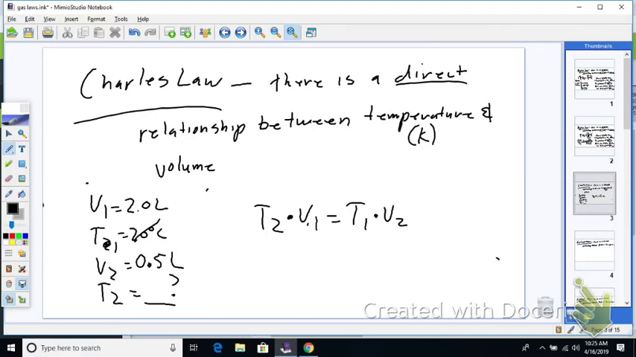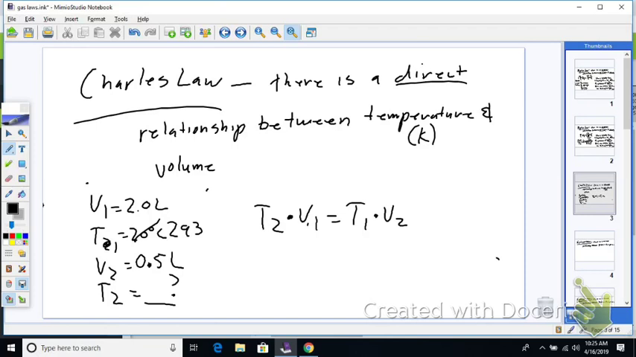This is a naughty word in doing gas laws. Don't ever, ever say Celsius when doing gas laws. Okay? This would be what then? 293. Yeah, 293.15, but since this only goes to the nearest one place, I can just make it 293 Kelvin. So go ahead and solve for the temperature.